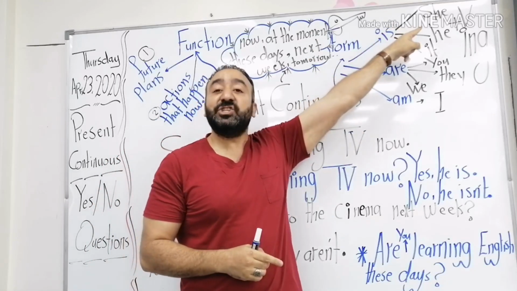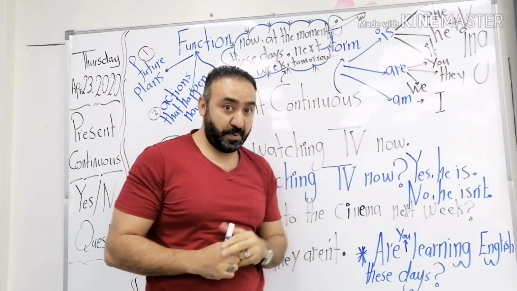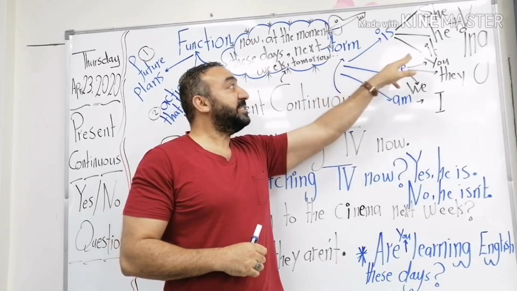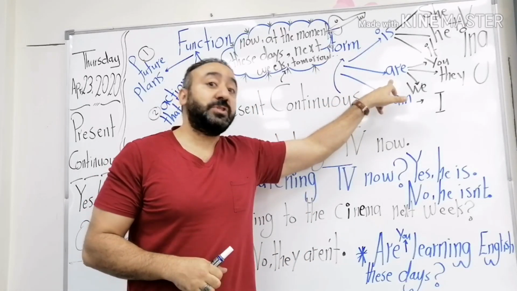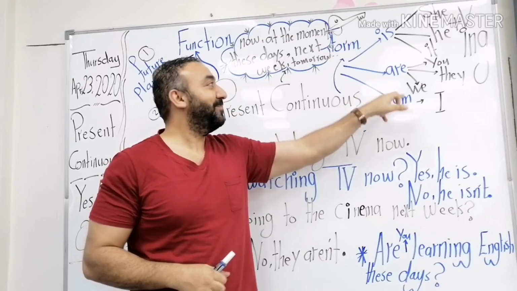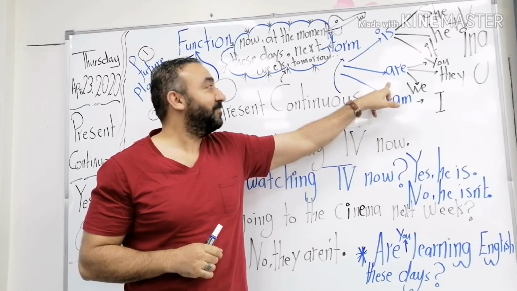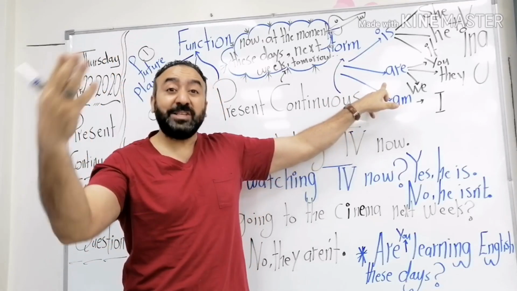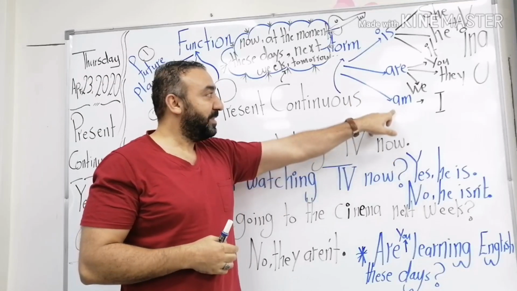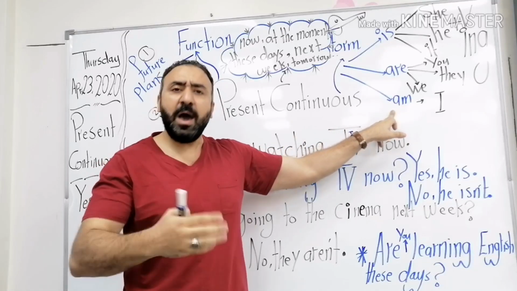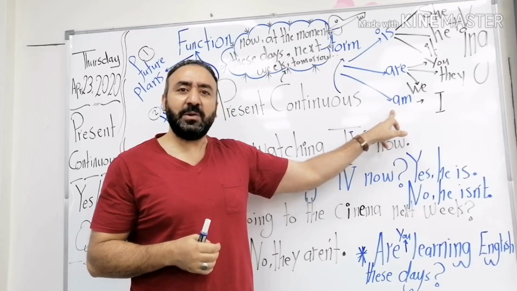Examples: Is she studying English these days? Is he improving his English? Is it playing in the yard? The second group. Are you talking to your friends right now? Are they going to the stadium this weekend? Are we watching TV? Or are we studying well? Finally, am I? Am I improving my English, teacher?